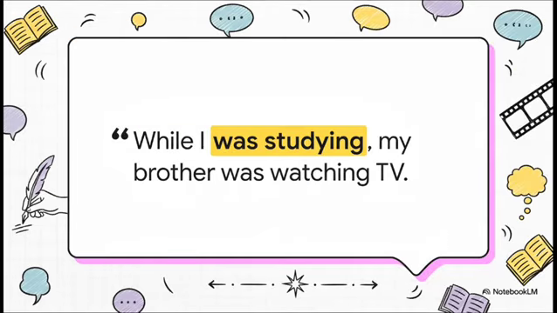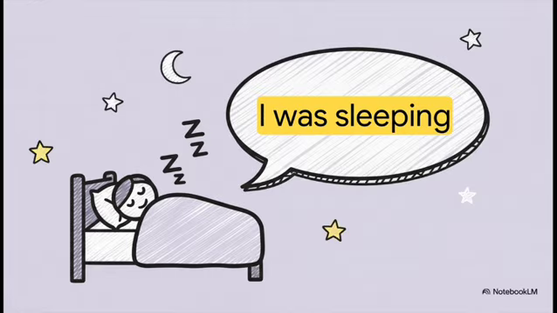All right, use number 2 is like having a split screen in a movie. While I was studying, my brother was watching TV. You've got 2 things happening at the exact same time in the past. And that little word while is your best friend for connecting these parallel actions. It works perfectly.